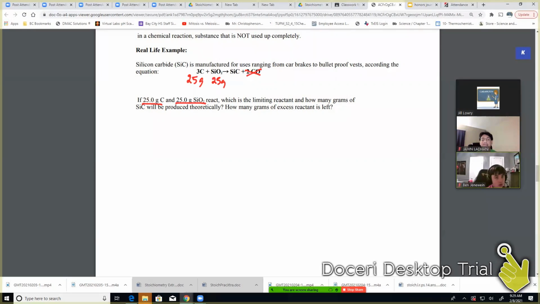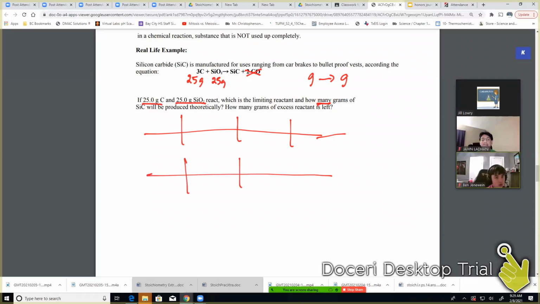So you have two givens, and they're both reactants, and they're given in grams. So these are going to be gram to gram problems, because my given is in grams and I'm trying to figure out how many grams of silicon carbide. So I'm going to have to do two stoichiometry problems. One of my givens is 25 grams of carbon. The other is 25 grams of silicon dioxide. And I want to get to grams of SiC.